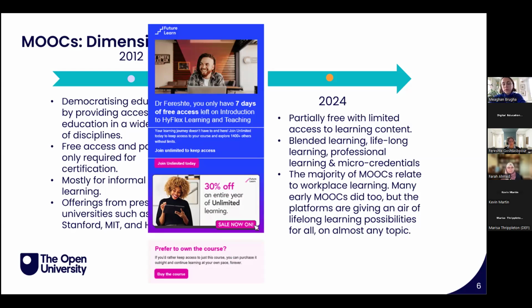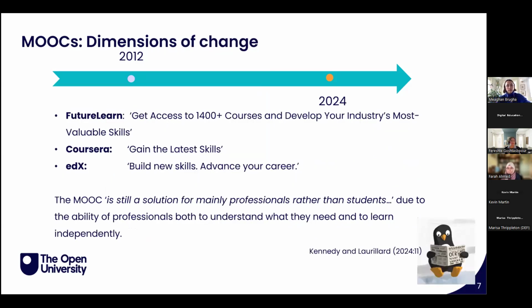They are mostly used for blended learning, lifelong learning and professional learning. And this professional learning has a reason, because platforms are moving to advertising and offering their courses in a different way. I was looking at FutureLearn, and the first thing a person sees on their website is get access to 1,400 courses and develop your industry's most valuable skills. So it's about industry and skills. Coursera says gain the latest skills, again about skills. edX says build new skills, advance your career. So the platforms are also shifting the focus to professional learning and workplace learning.